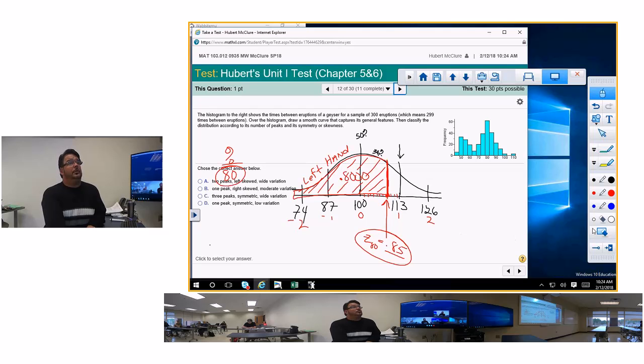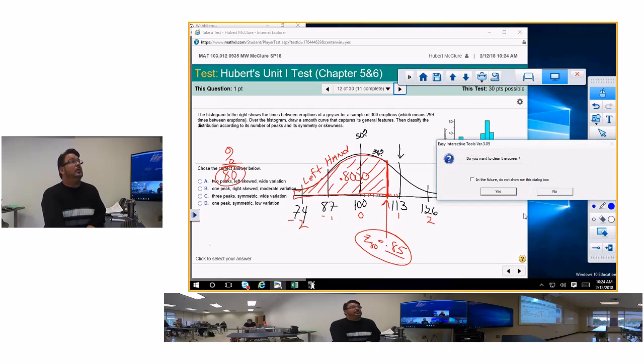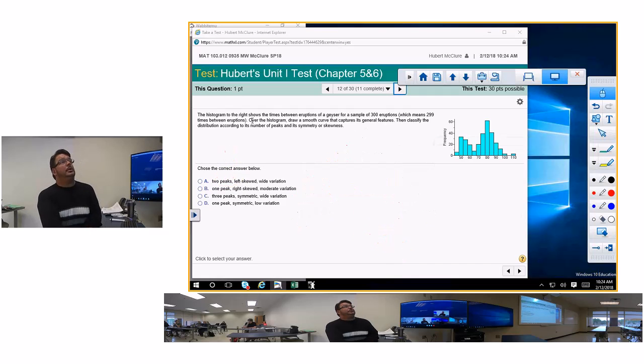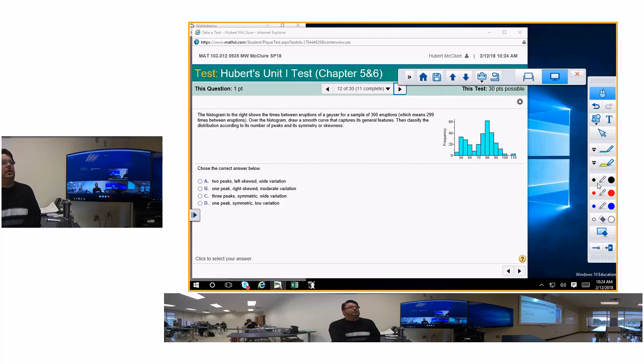All right, look at this one. I have no idea what it's asking. The histogram to the right shows times between eruptions of a geyser, 300, which means 299 times between eruptions. Over the histogram, draw a smooth curve that captures the general features. Then classify the distribution according to its number of peaks and symmetry or skewness. I hate when they do this one because this is six of one, half a dozen of the other.